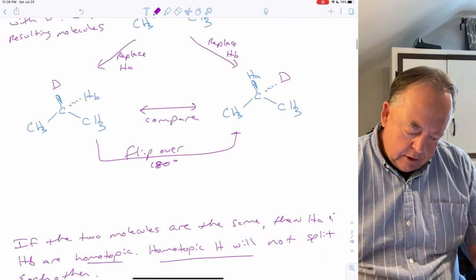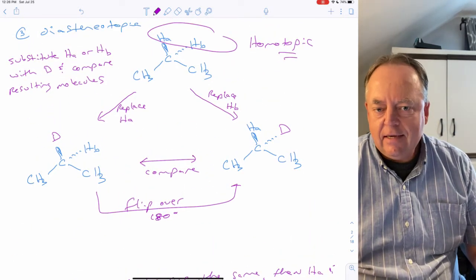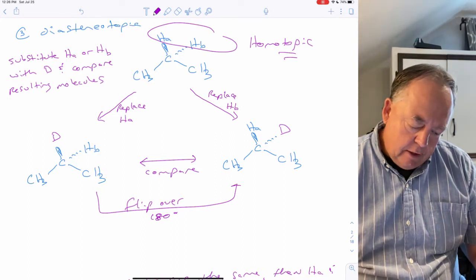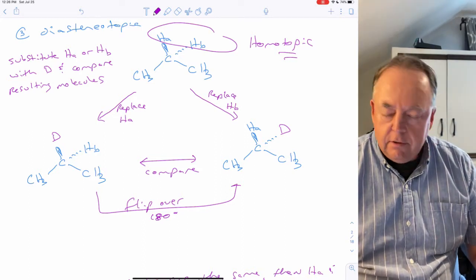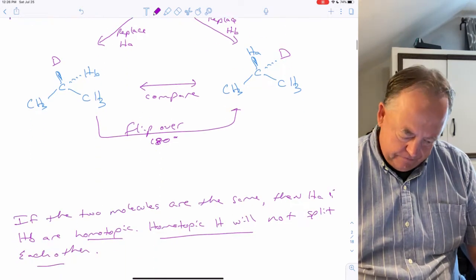And that means then also that the CH3s would split with HA and HB exactly the same. So the CH3s would simply be a triplet. 2 neighbors, HA and HB, 2 neighbors, 3 peaks, triplet.